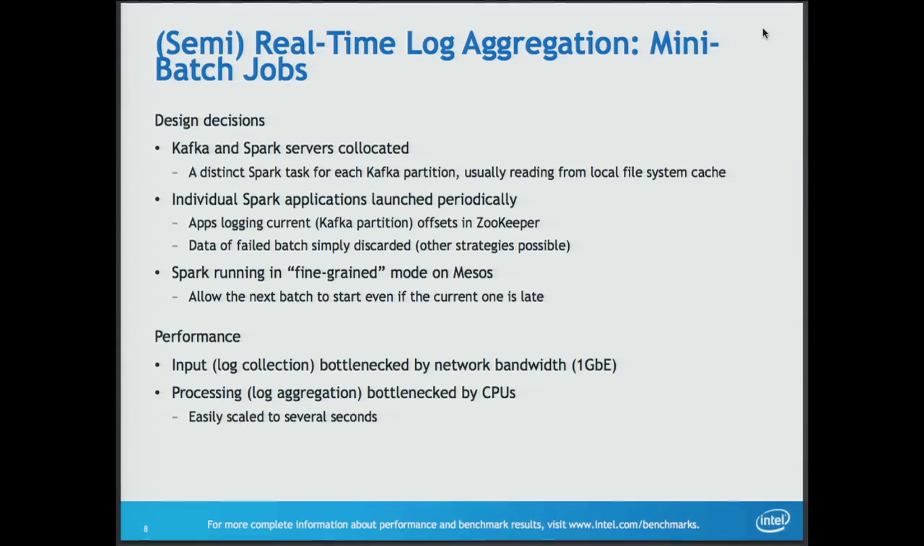In terms of performance, the log collection part is currently bottlenecked by the network. We are using 1 gigabit Ethernet, so it's maxed out our network connection. And the Spark job side is bottlenecked by the CPUs, because we always read data from the local file system cache and do the processing and various aggregations. It can easily scale out by adding more servers to speed that up. I think without any tuning, we can scale that to maybe several seconds latency.